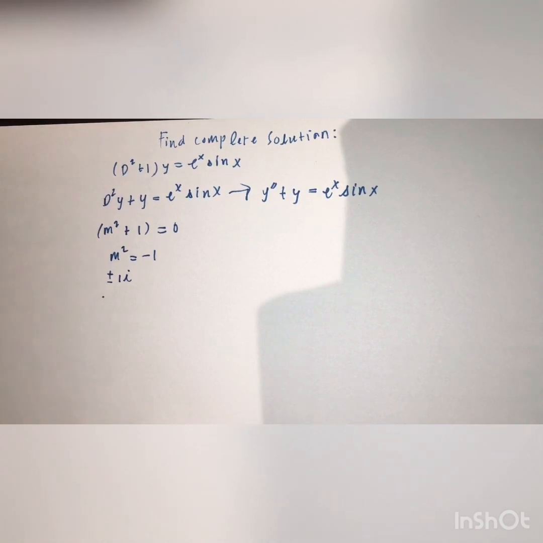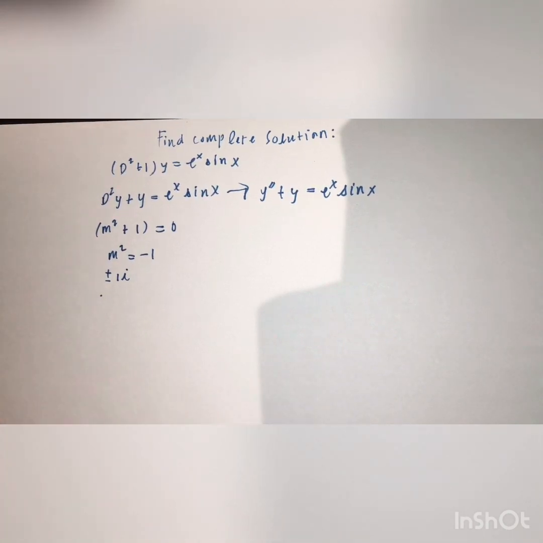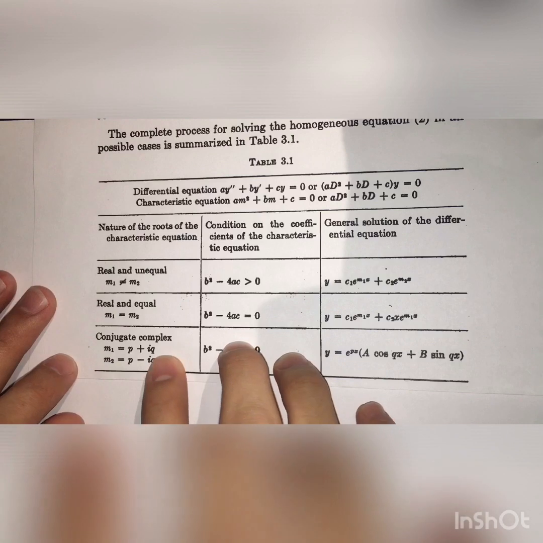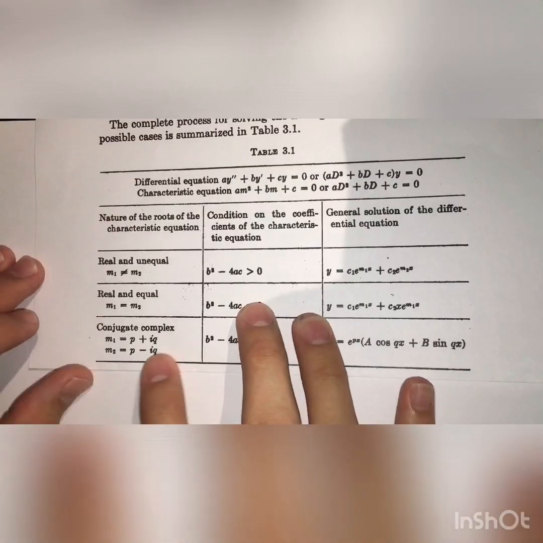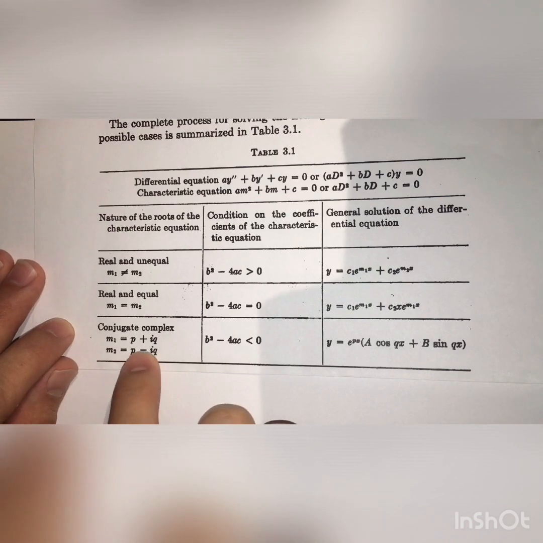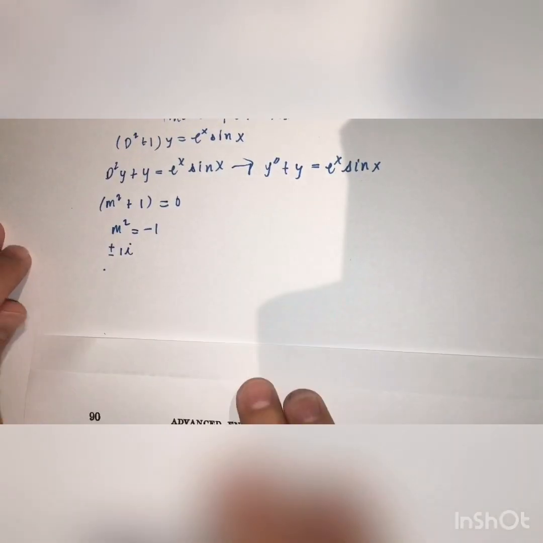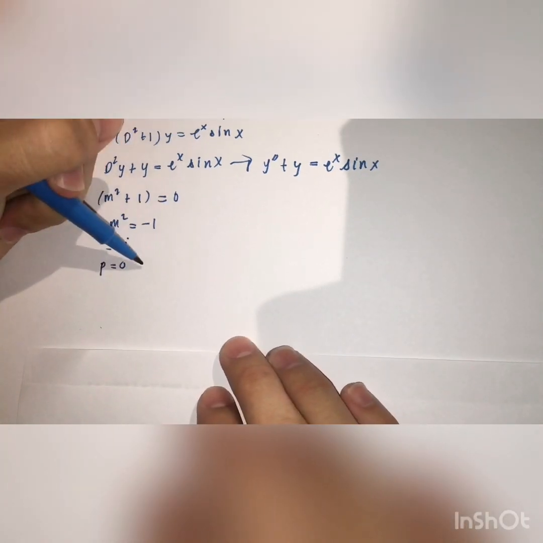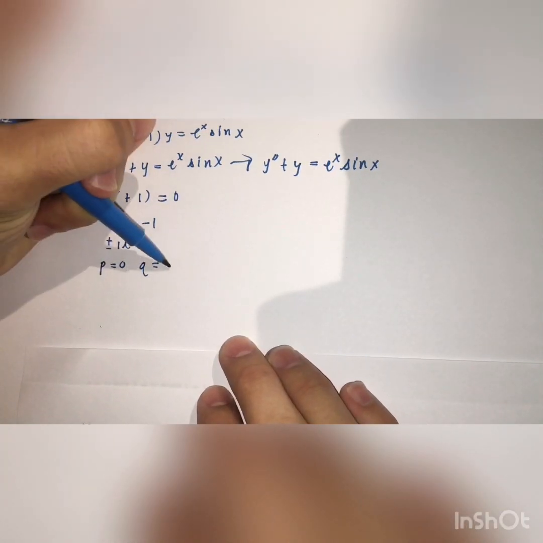And then we can use our chart here that shows us, see, we have a conjugate. We have two conjugates in this form over here. m1 equals p plus iq, m2 equals p minus iq. And our p would be 0, and our q would be 1.